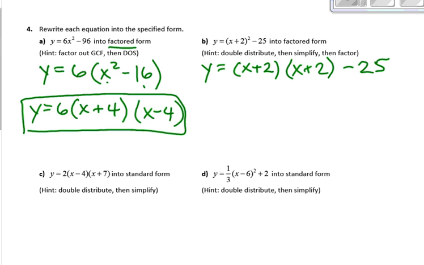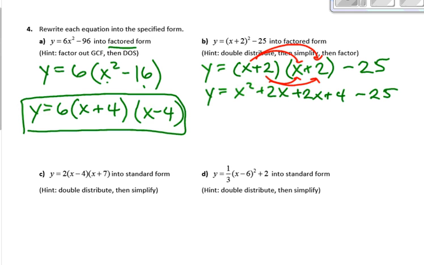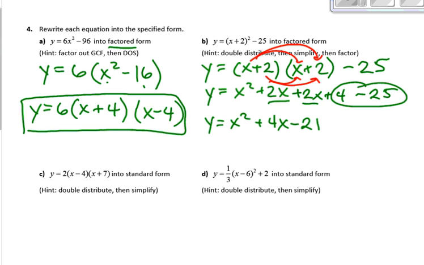So x plus 2 times x plus 2, I'm going to double distribute here. So that's going to give me y equals x squared plus 2x. And then we're going to distribute the 2, and that's going to give me 2x plus 4. And then don't forget, we do have the minus 25 on the end. Now, I said double distribute, which we did. Now we're going to simplify by combining like terms. So we have y equals x squared plus 4x, and then 4 minus 25 is negative 21.